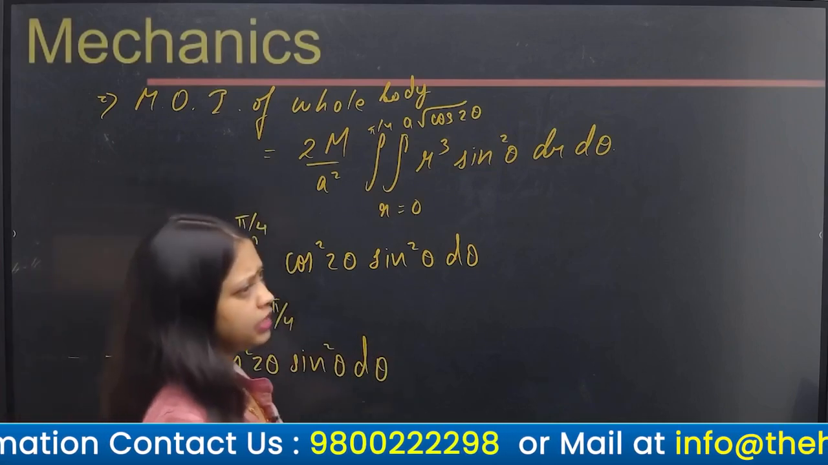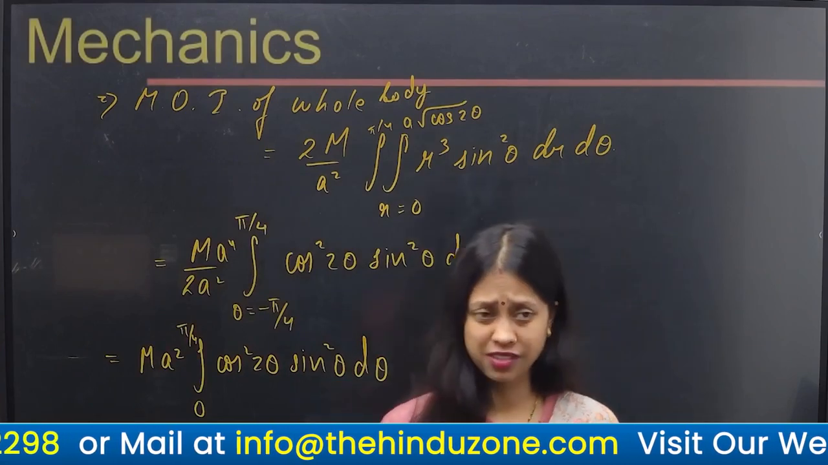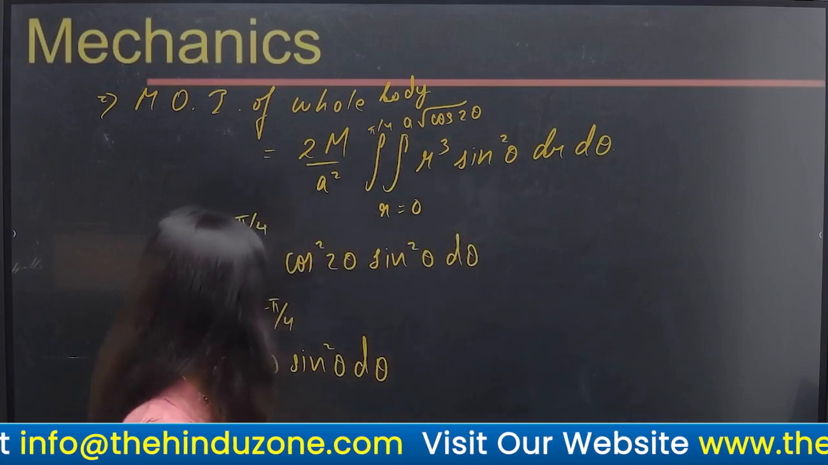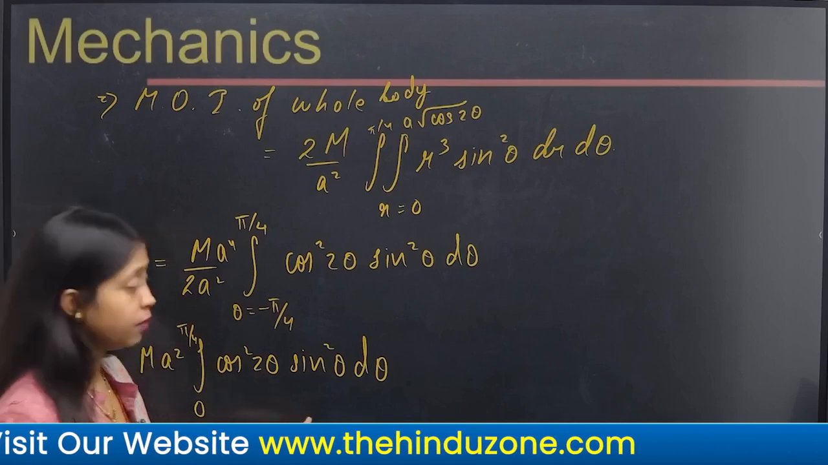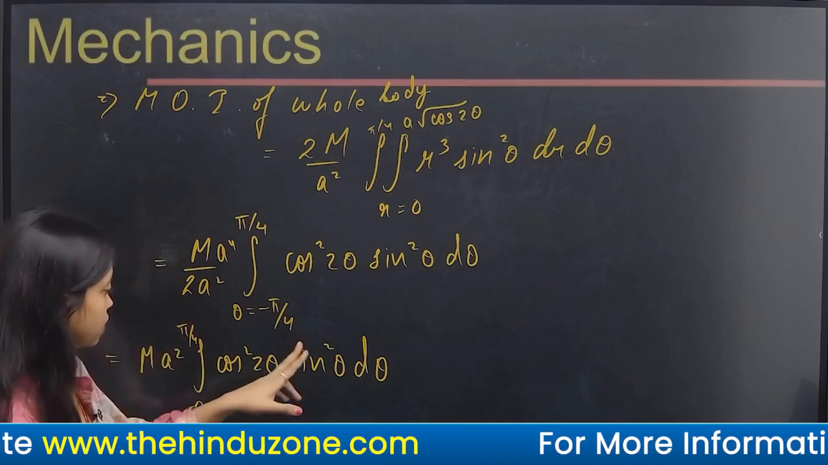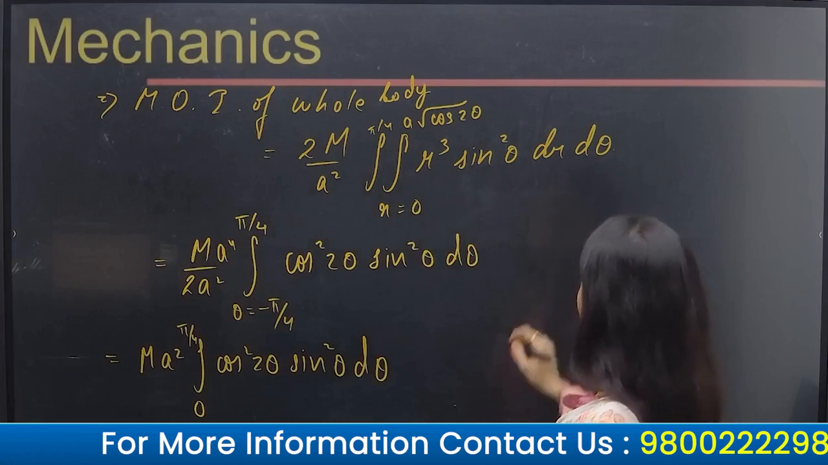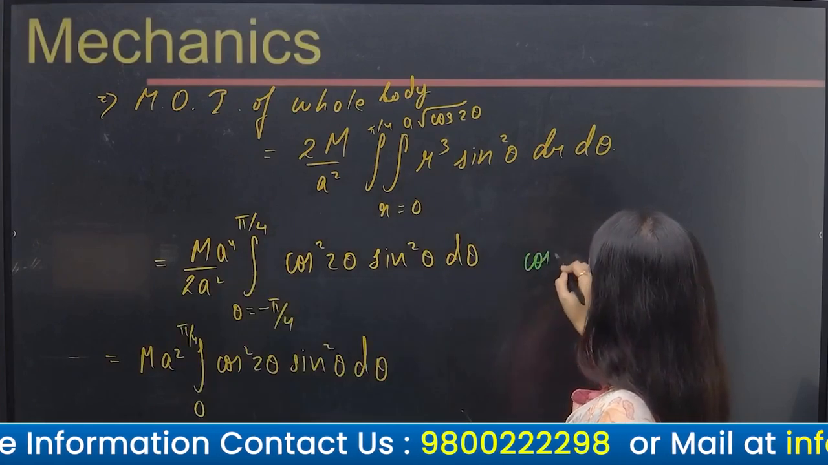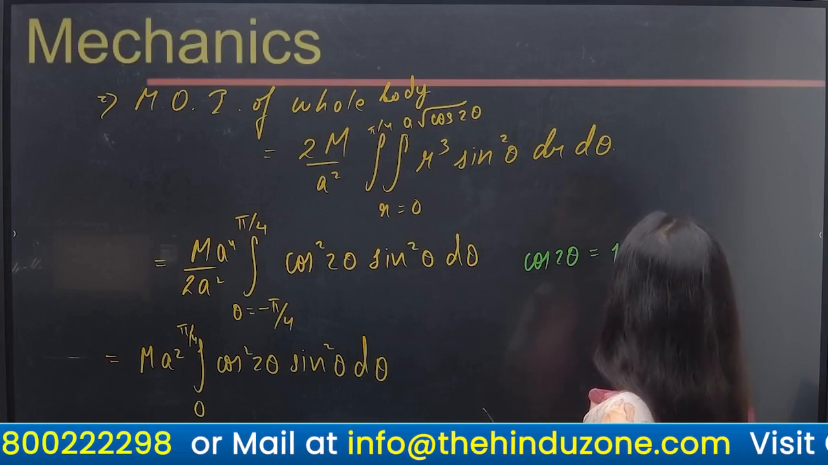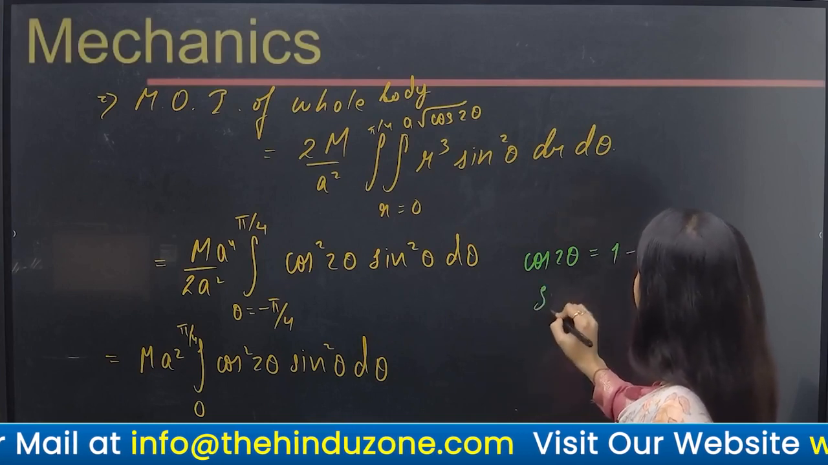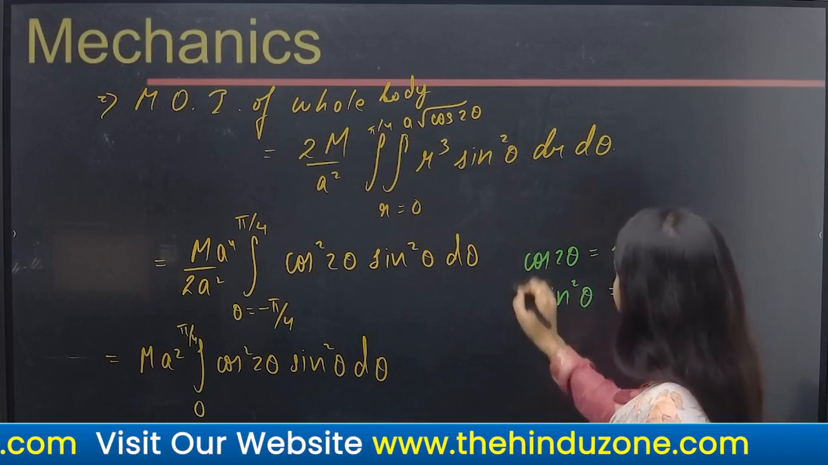Whenever you have integration of sine power and cos power in multiplication, try to think about beta gamma functions, because that's the easiest way to solve these kinds of integrals. But obviously there are many things to fix. First of all, the limit should be from 0 to pi by 2, and this should not be 2 theta. So I can change sine square theta in terms of cos 2 theta. We have a formula: cos 2 theta is equal to 1 minus 2 sine square theta. So sine square theta is equal to 1 minus cos 2 theta divided by 2.